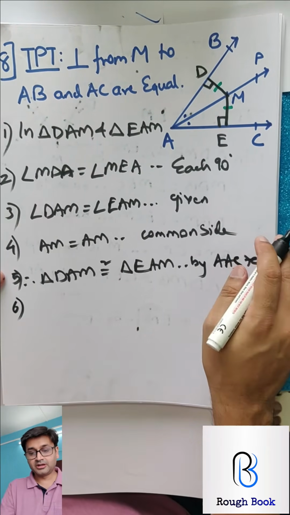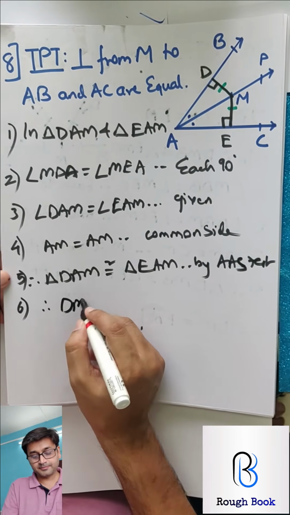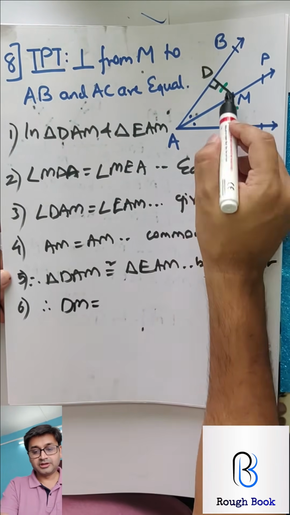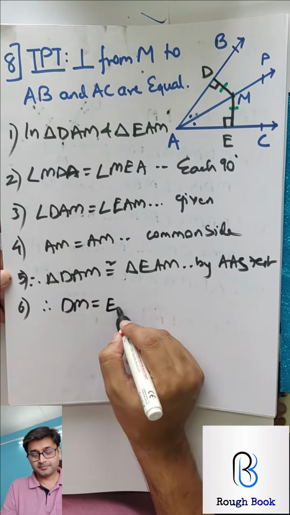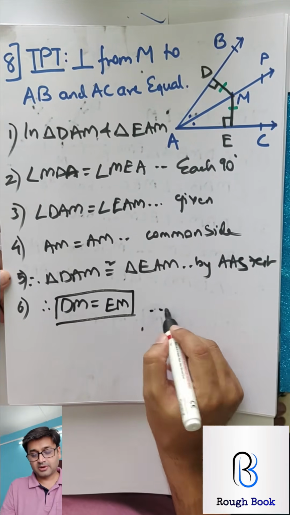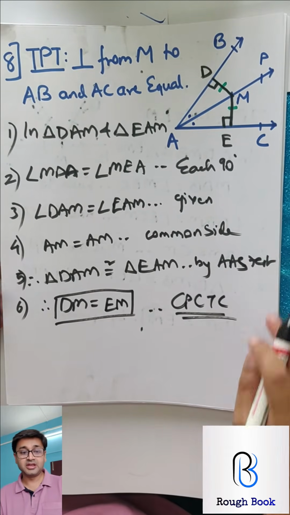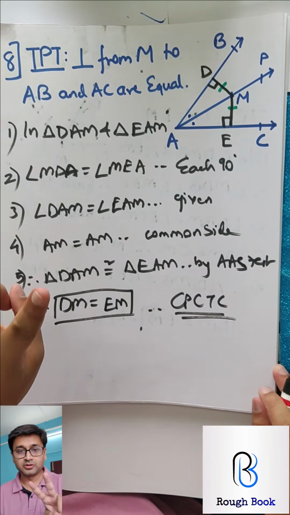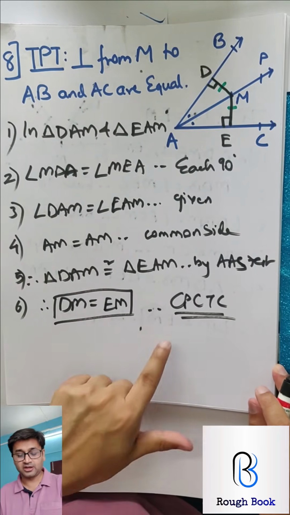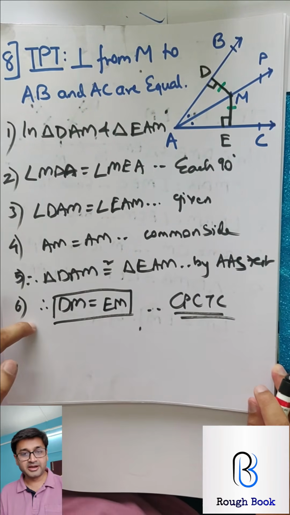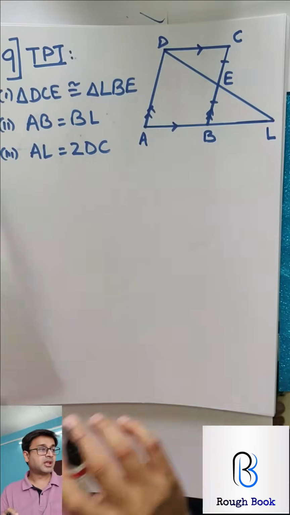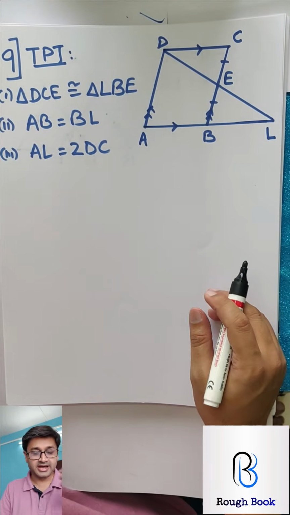Once they are congruent, therefore DM is equal to EM. How? By CPCTC. This is very important. CPCTC, very important part. If you prove the two triangles congruent, all the other parts are equal by CPCTC. Did you manage to get this? Super. Let's go to the next one, sum number 9.